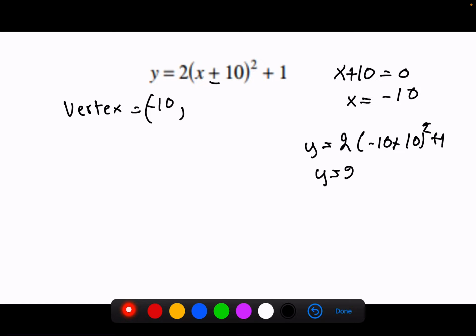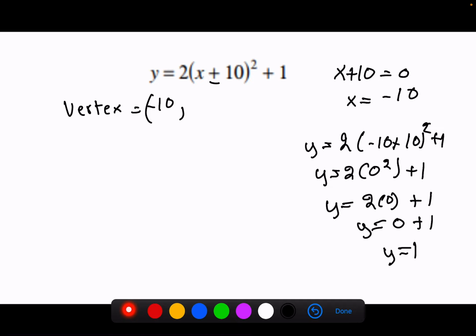So y is equal to 2 times 0 squared plus 1. Y is equal to 2 times 0 plus 1. Y is equal to 0 plus 1. So y is just equal to 1. And as I said before, the axis of symmetry is the same point where you have the vertex. So the x point, so it's negative 10.